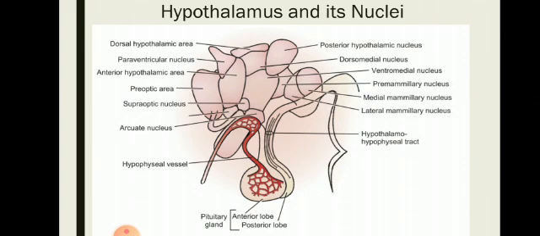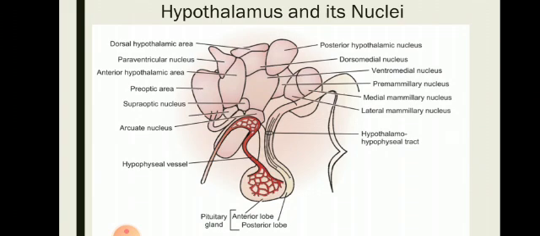The anterior group includes the preoptic, supraoptic and the paraventricular nuclei. Now the middle group includes the tuberal, arcuate, ventromedial and the dorsomedial nuclei. Next is the posterior group. Now the posterior group contains the supramammillary, mammillary and the posterior hypothalamic nuclei. And finally you have the lateral group, which comprises the lateral preoptic area and the lateral hypothalamic area.